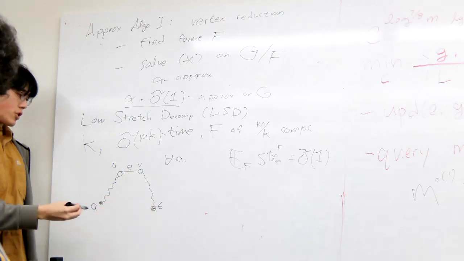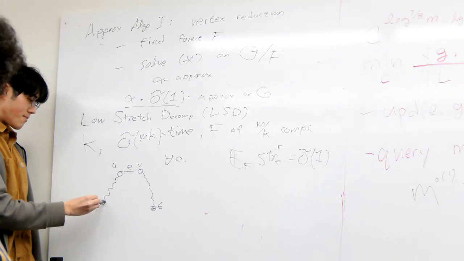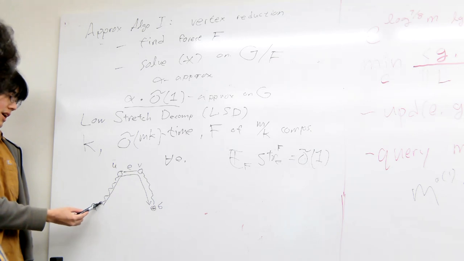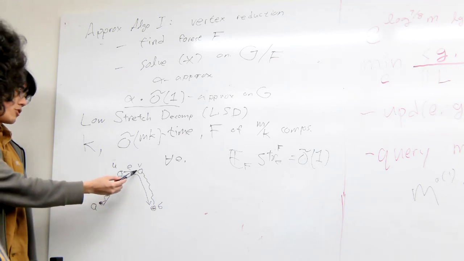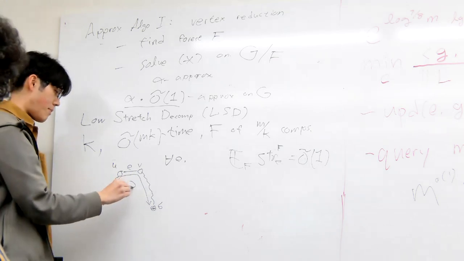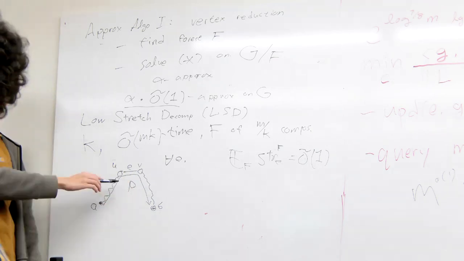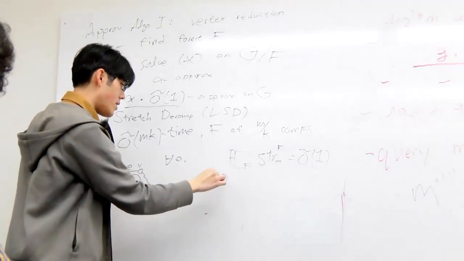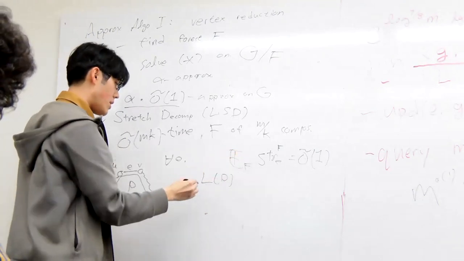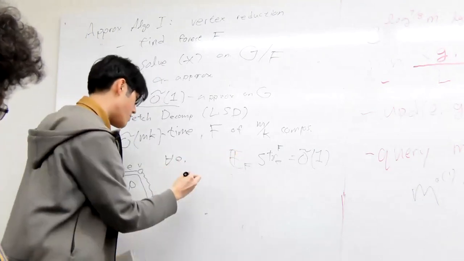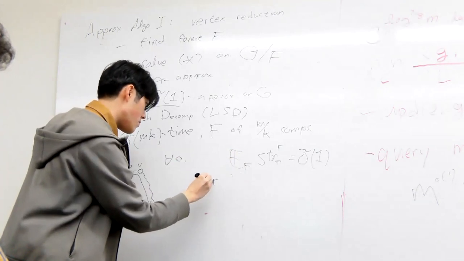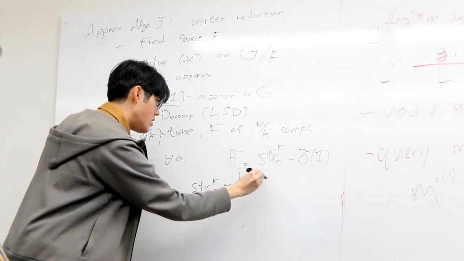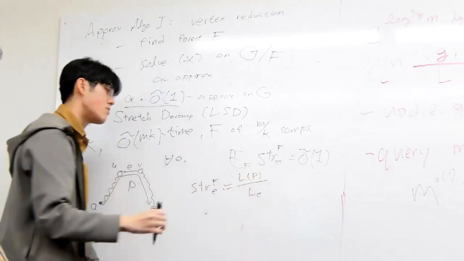So this stretch is measured as follows. This corresponds to an A to B path, right? You start from A, take a forest path, passing through E, and go to B. This path is called P. This path lives in the original graph G, so I can measure its length. Then its stretch is defined as the length of this path P over the length of this edge.